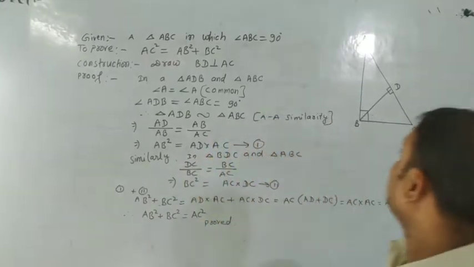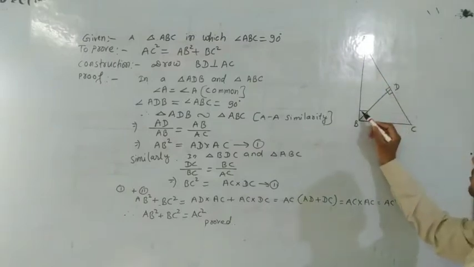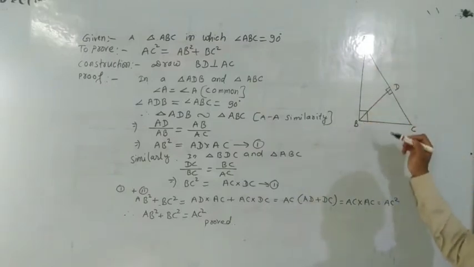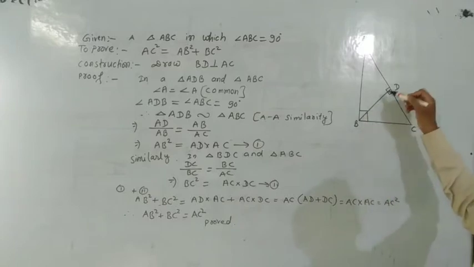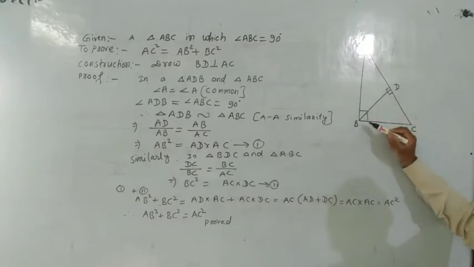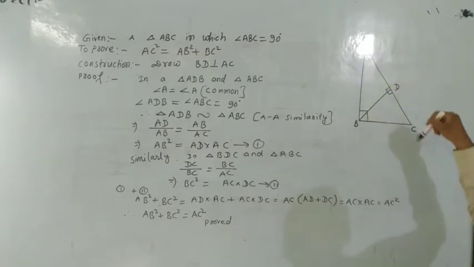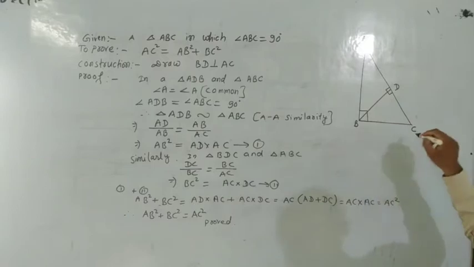That means this is the hypotenuse, because ABC is a right triangle and angle ABC is 90 degrees. The side opposite the 90 degree angle is the hypotenuse. So AC is the hypotenuse, and AC square equals AB square plus BC square.